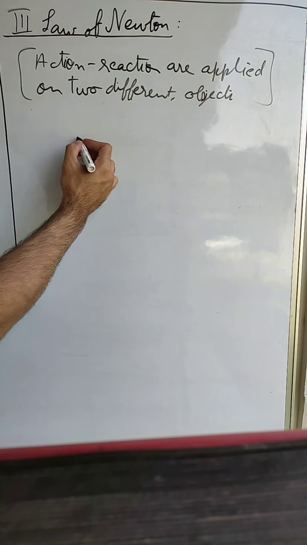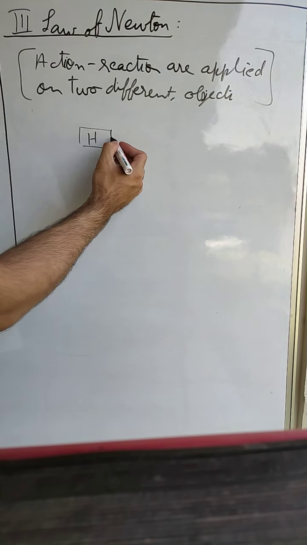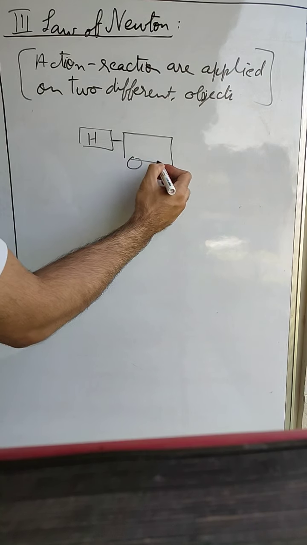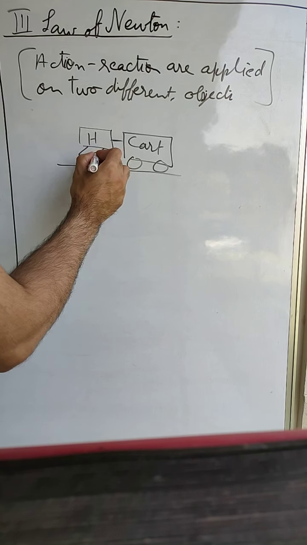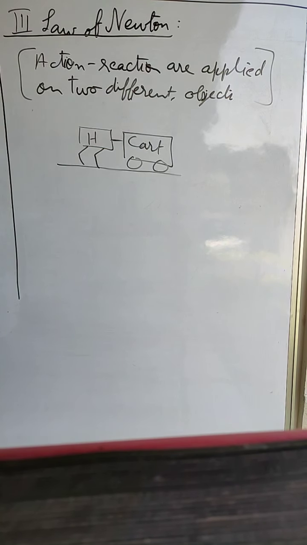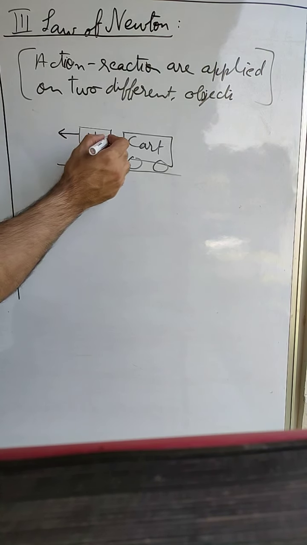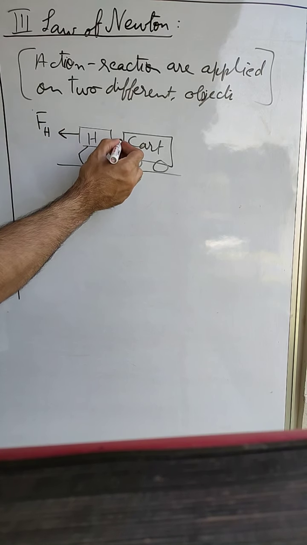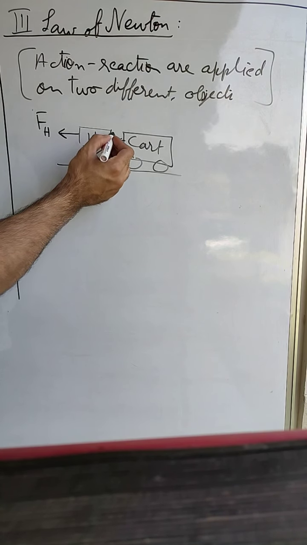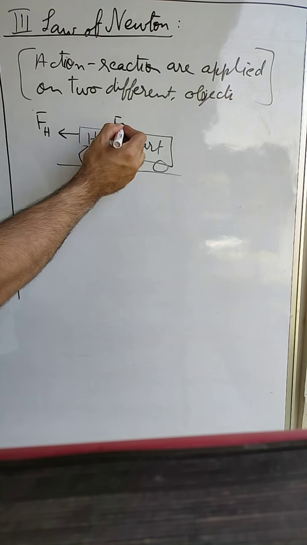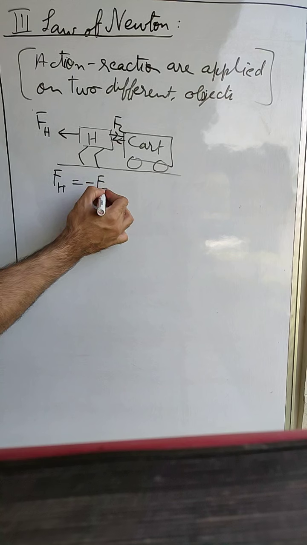Suppose you have a horse. Let us say this is a horse. This horse is tied to a cart. Okay, they are standing on ground. This is the horse and it is tied to a cart. Now when the horse wants to move in this direction, then it applies a force, let us say Fh, on the cart in this direction. Now according to the third law of Newton, the cart should also apply the same amount of force, say Fc, in the opposite direction. So that means Fh is equal to Fc.